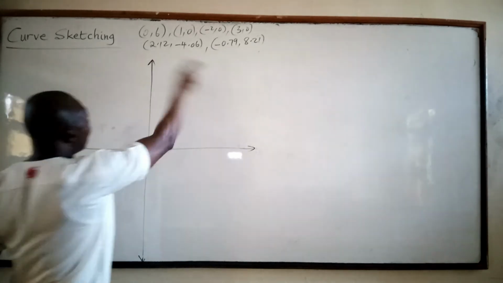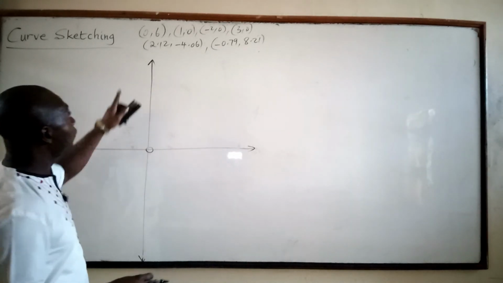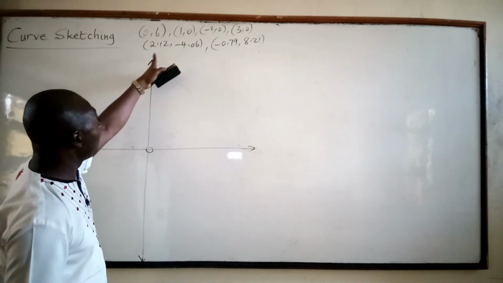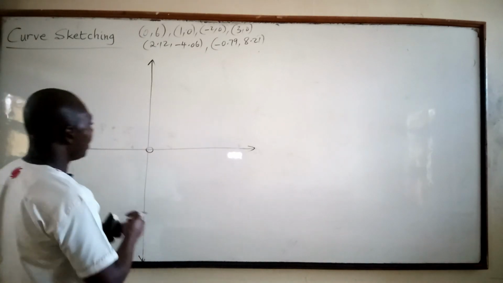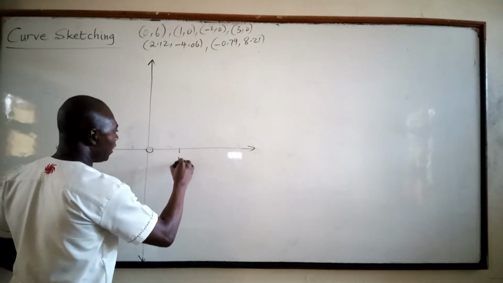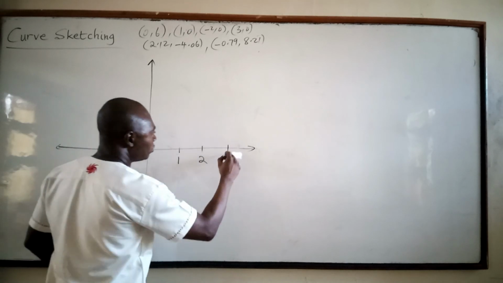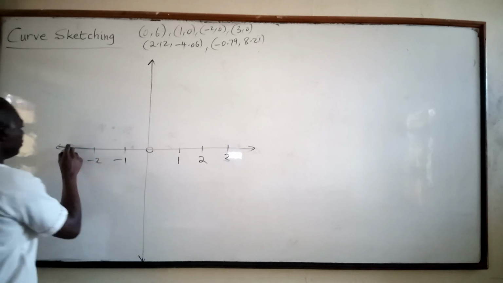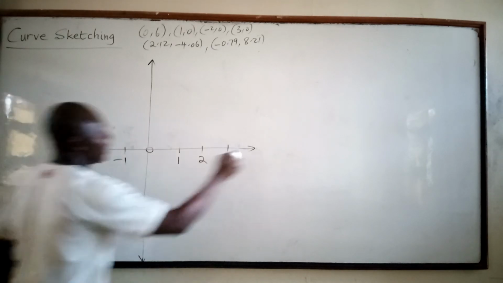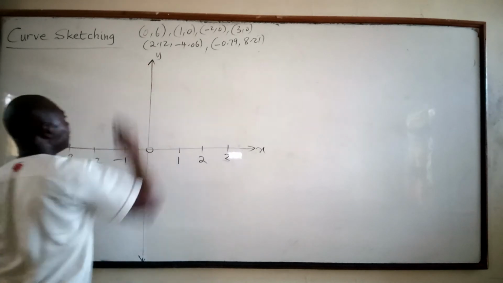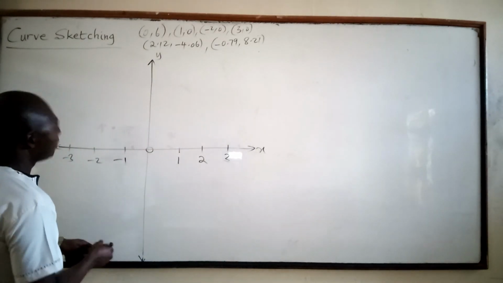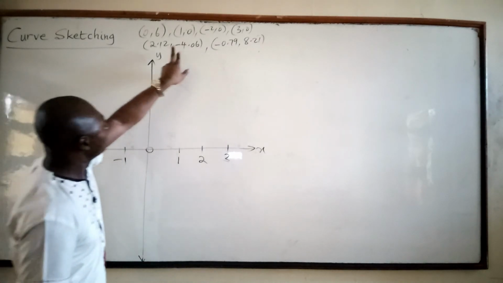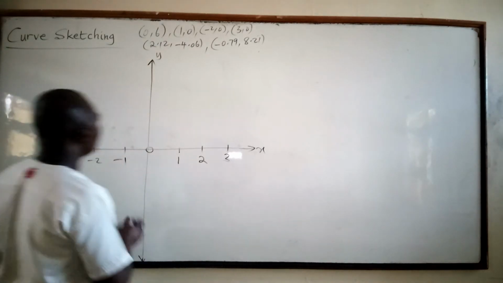Now if you look at the x values, we have 0, 1, negative 2, 3, 2.12, negative 0.79. So it means that I can make this one 1, this one 2, this one 3, negative 1, negative 2, negative 3. This is the x axis and this is the y axis. Now, the y values, you have 6, 0, 0, 0, negative 4.06 and 8.21.